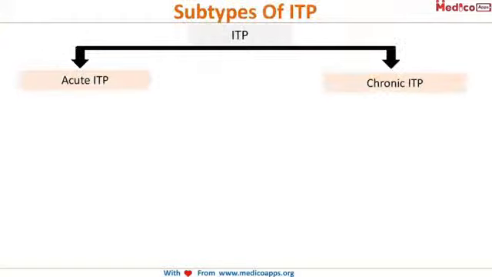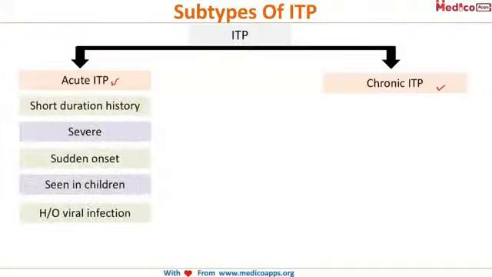Now moving on to subtypes of ITP. ITP is mainly of two types, that is acute and chronic. Let us discuss each condition one by one. Let us first discuss acute ITP. It is a condition which has a short duration history, and it is usually severe, and it will have sudden onset.